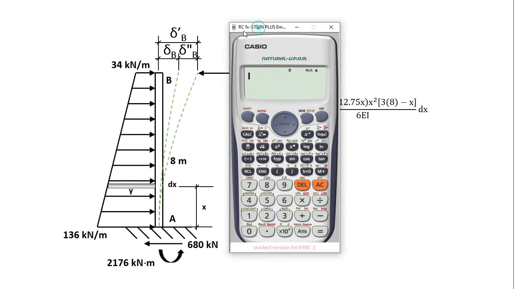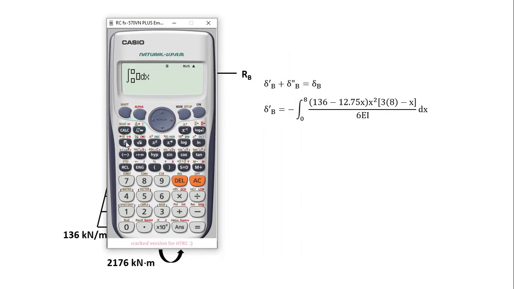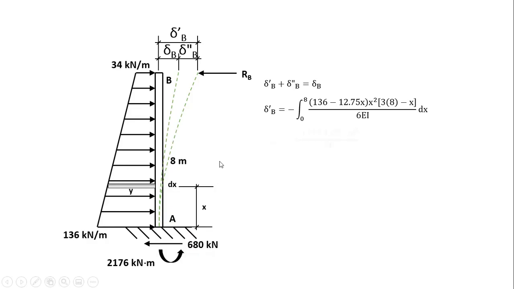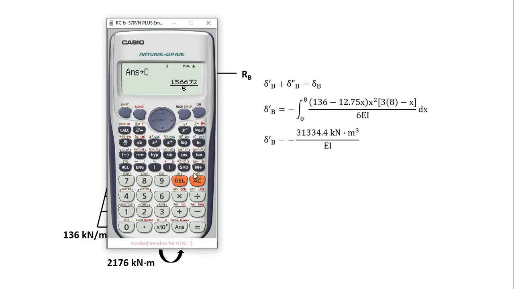So it's better, since we have it stored, to put in the exact values. Okay, x squared, the 3 times 8, we'll just put 24 minus x, over 6. Okay? From 0 to 8. Okay. We have 31,334.4. Store that in C. We need that later. Okay. Is it the same?